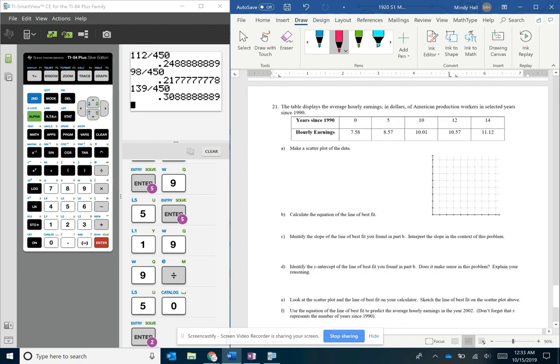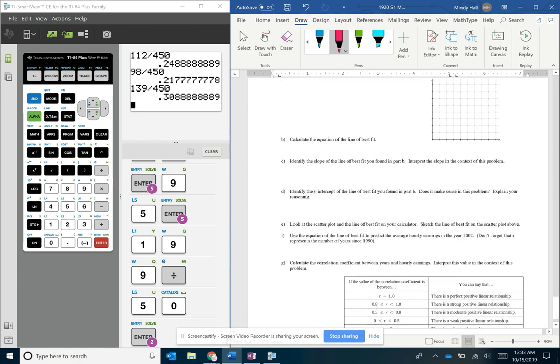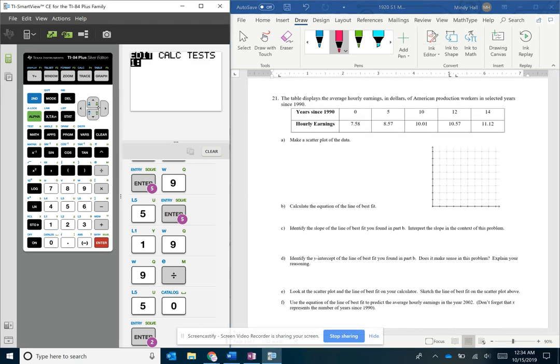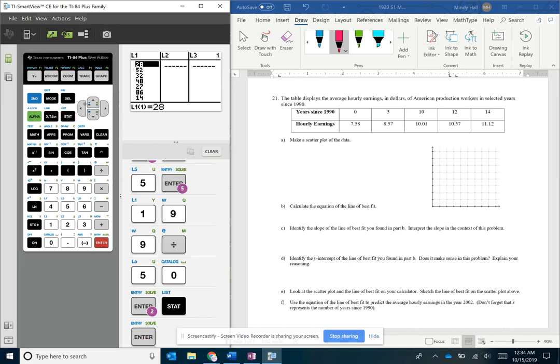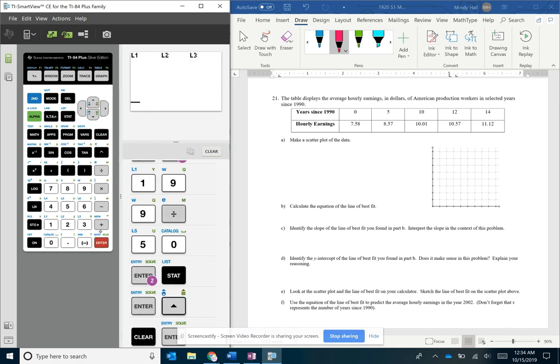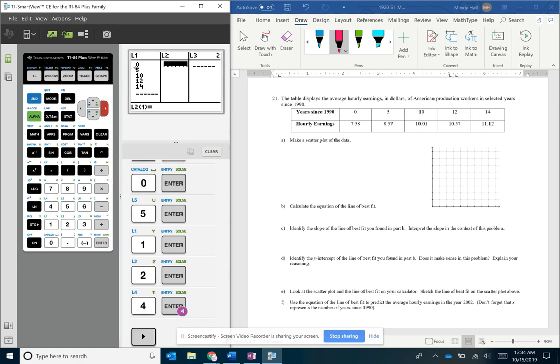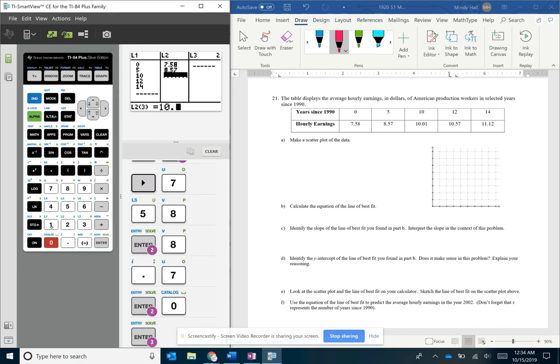So for number 21, this is our last one. Whoop, whoop. So we need to put this data into our list. So we come to our edit and we go up to our list name and we just clear it out for ourselves. And we have to enter this data. So we have 0, 5, 10, 12, 14. Now, remember when you are doing this, you have to put them in the same order that you see them. So 7.58 has to be with the 0, 8.57 has to be with the 5, and so on.